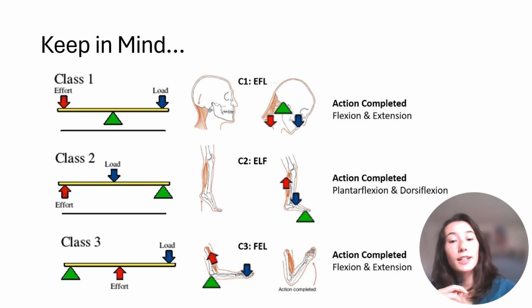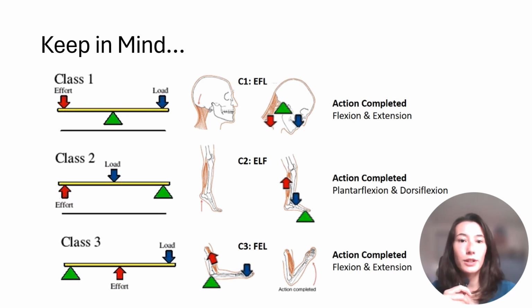So a few things to keep in mind as we wrap this up. In class 1, the fulcrum is always between the effort and the load. Class 2, the effort is always farther from the fulcrum than the load. And in class 3, the load is always farther from the fulcrum than the effort. Now there's a reason I mentioned this. If you look at the image examples, you should notice that they are always facing the right. It's like you're seeing the right side of a person.